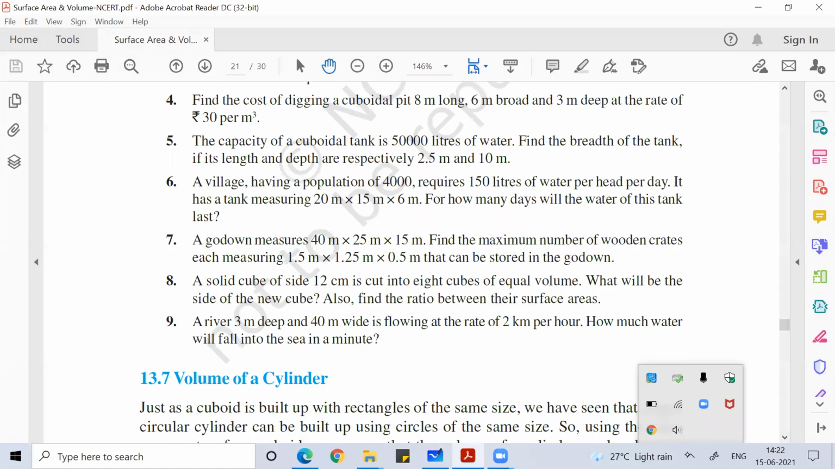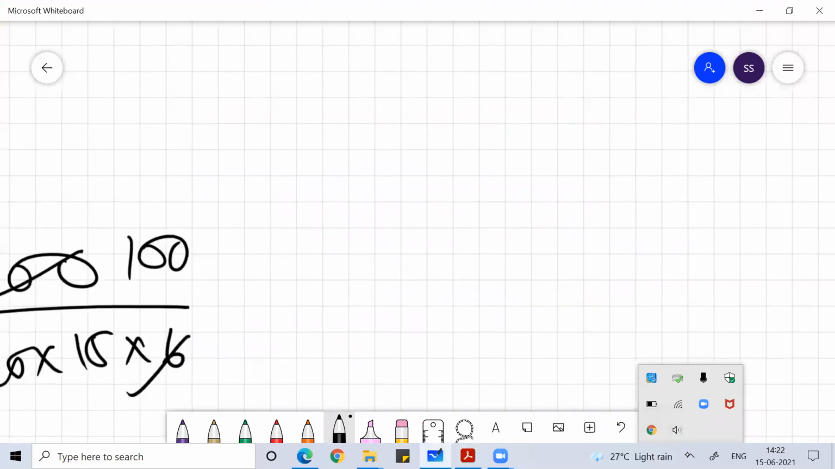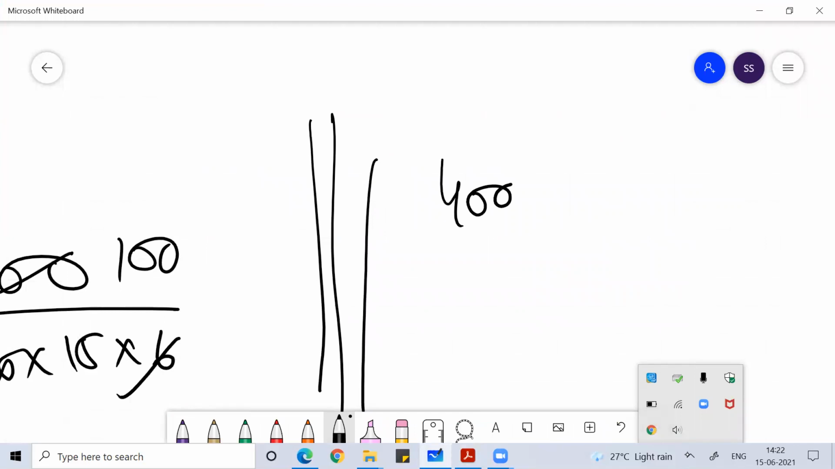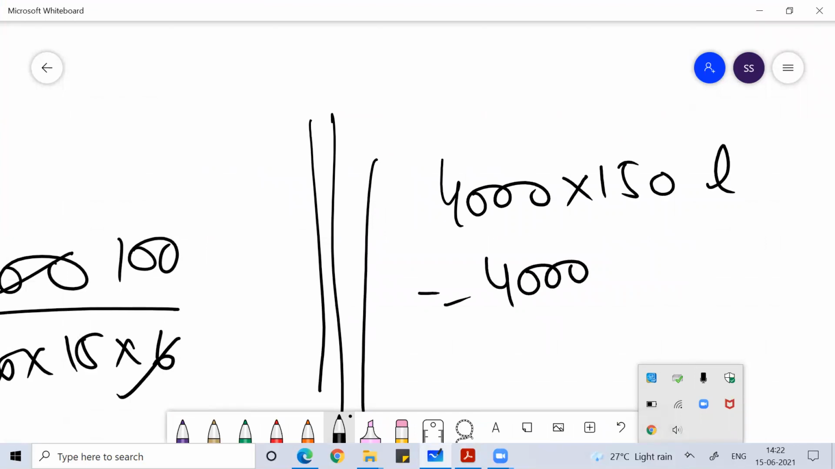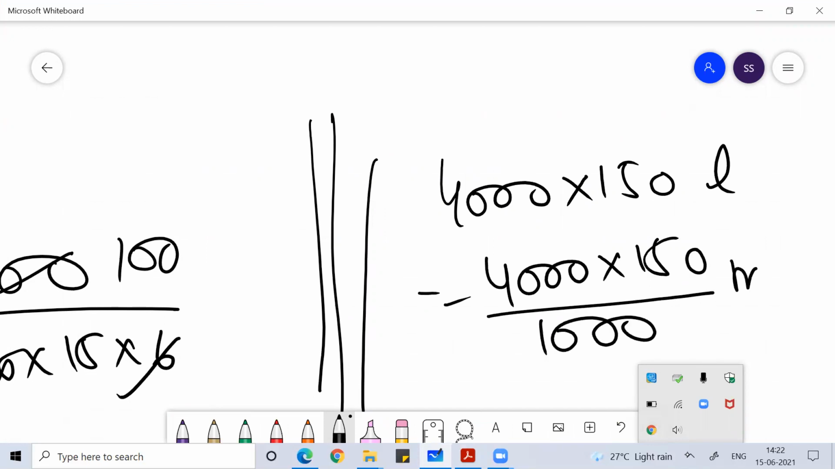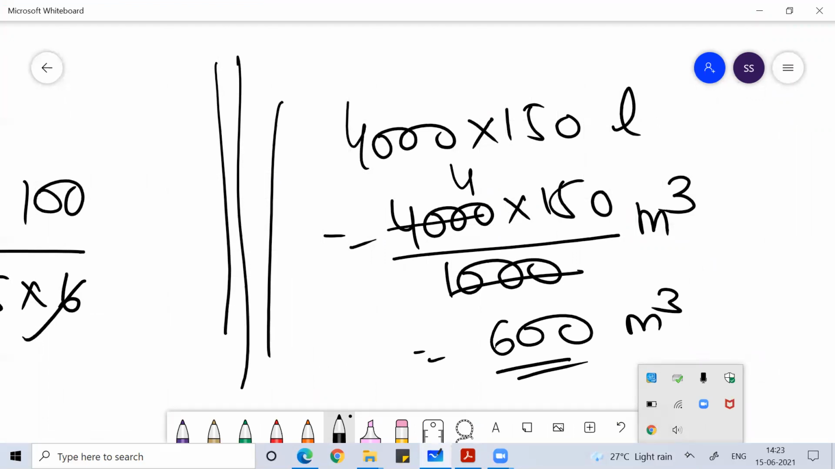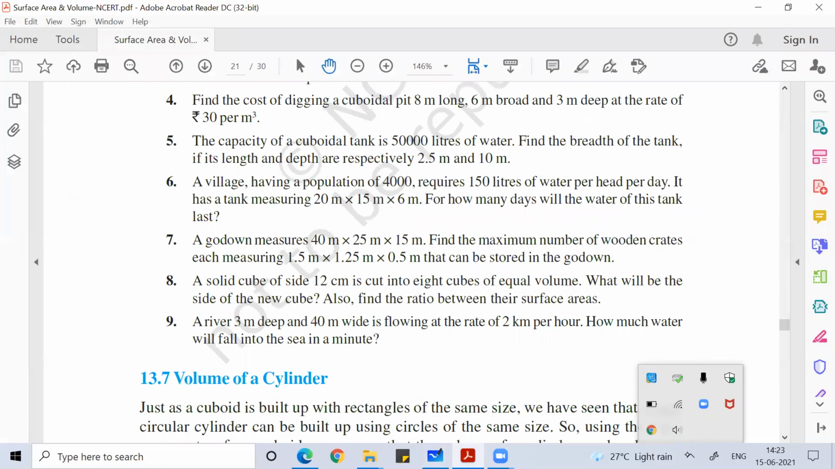Per day the tank, for how many days did the water last? 4,000 into 150 liters. So 4,000 into 150 divided by 1,000, if I do, I get it in meter cube. So 15 fours are 60, 600 meter cube only I'm getting. 1 by 3 I'm getting as the answer. What is the answer given?